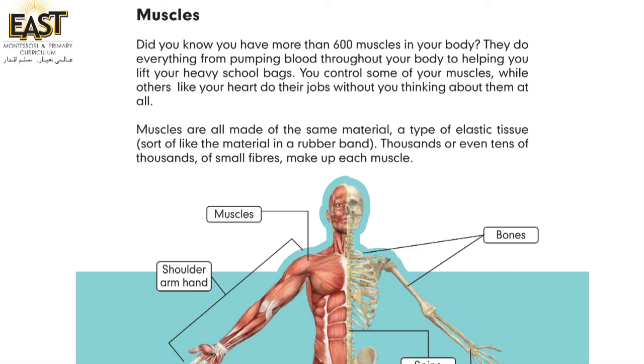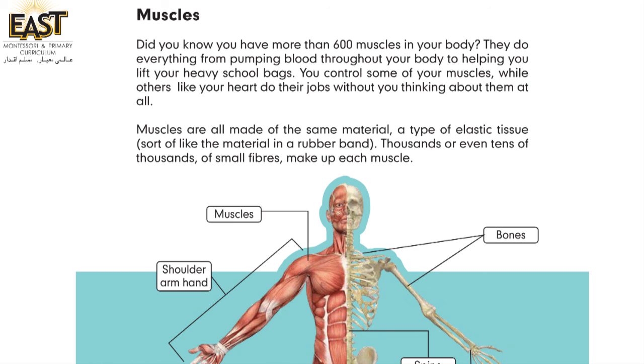So we have muscles, and then we have shoulder, arm, hand, hip. We have different types of muscles. Remember that. You will read what muscles do, and then you need to explain this to your teacher. And remember that you need to draw these pictures in your copy.